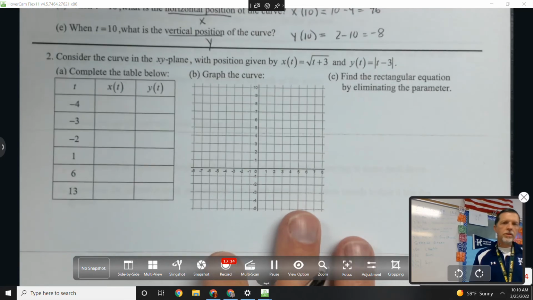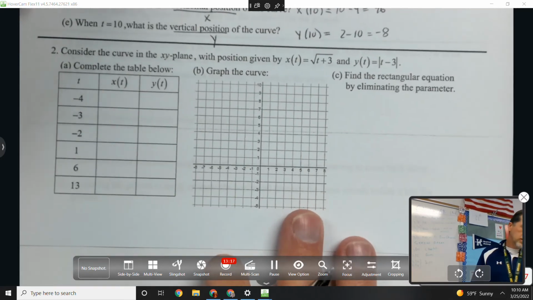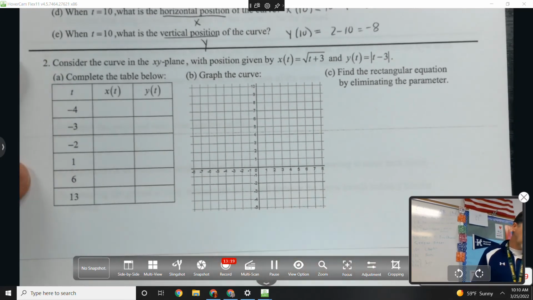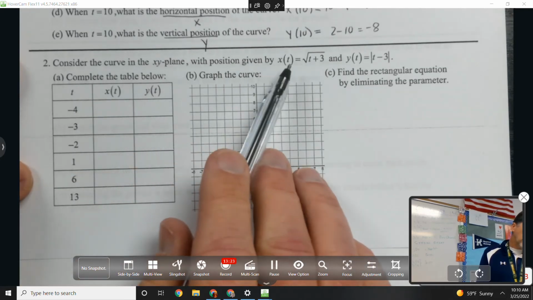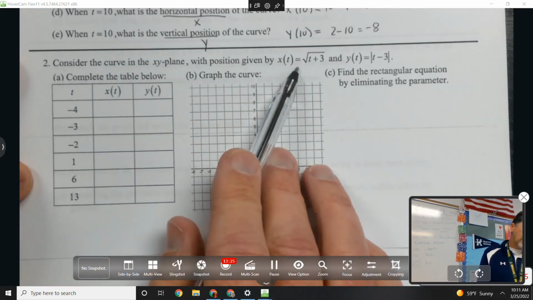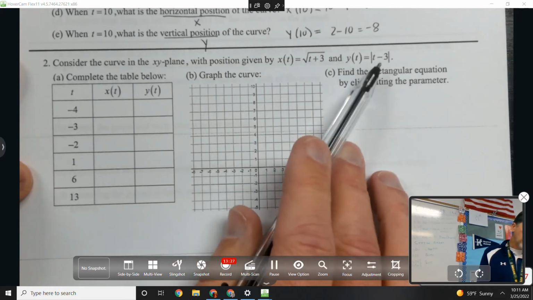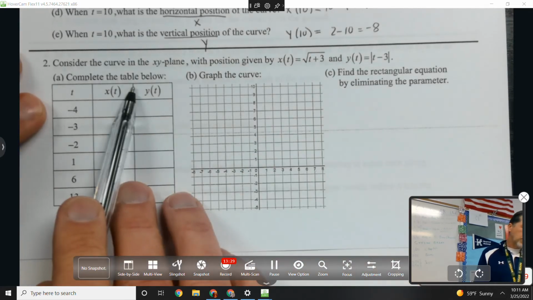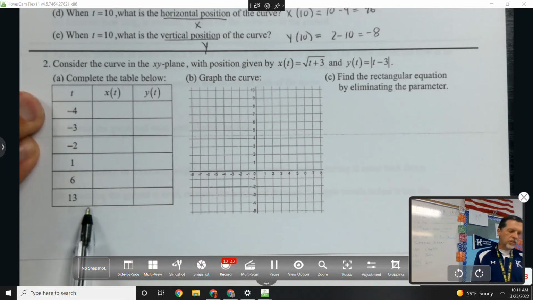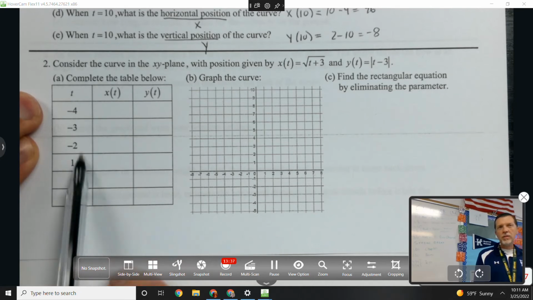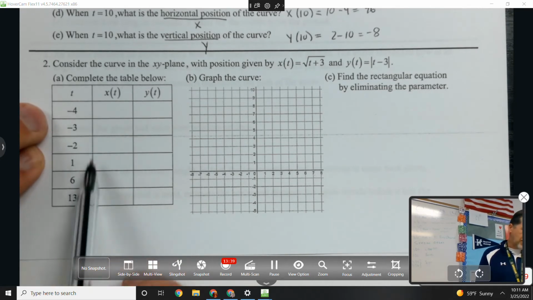All right, number 2. Similar, just different equations to mess with. Consider the curve in the xy plane with the position given by x equals that square root and y equals that absolute value. Complete the table below. Be careful here. The t's seem like they're random. They're not. They may seem it now. Let's plug them in and see what happens.